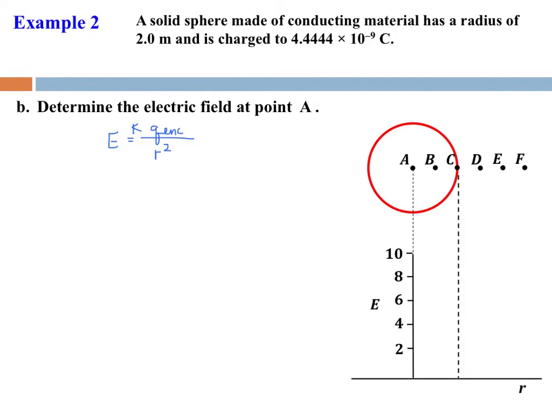Now, since point A is right in the center and we cannot draw a circle around a point, then our charge enclosed would actually be 0. Another way to think about this is because this is a conductor, all of our charge is placed on the outer surface of this conductor. So there actually is no electric field inside. So our electric field at point A would be equal to 0. So we could graph that here.